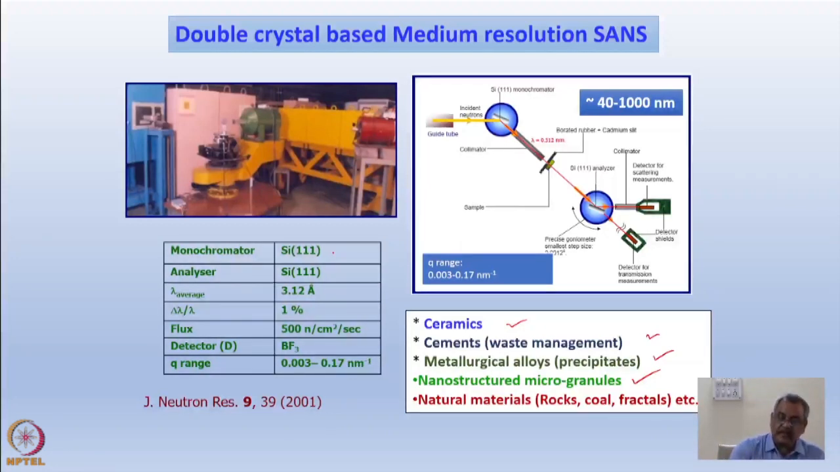So it's a monochromator, it's a silicon 111, and the same has to be the analyzer. Here the lambda is 3.12 angstrom, and here the delta lambda by lambda is extremely small, just 1%, 0.01. And I must mention to you that in a reactor like Dhruva, the flux is this. We don't get disappointed. This is a very, very small number compared to a beam in a synchrotron source or any other advanced neutron source. But with this kind of flux also, you can study many interesting problems.